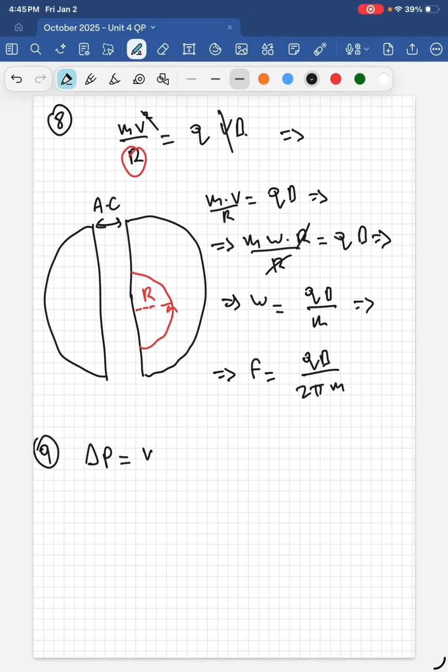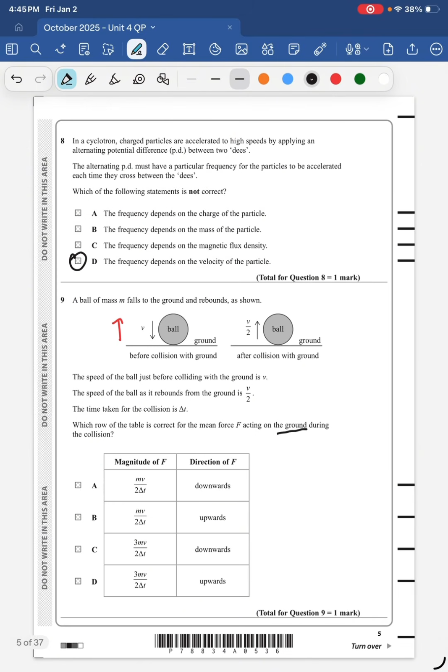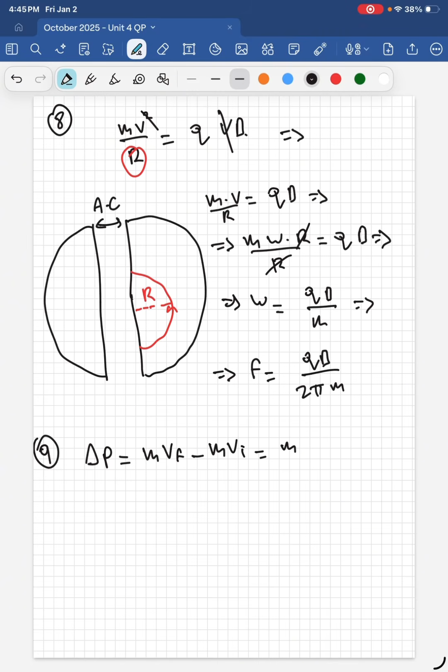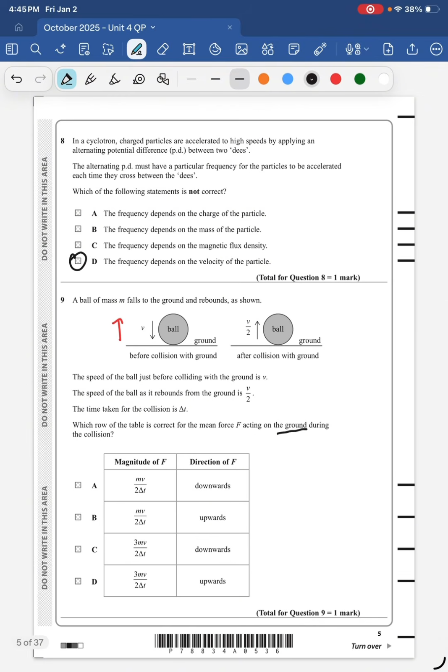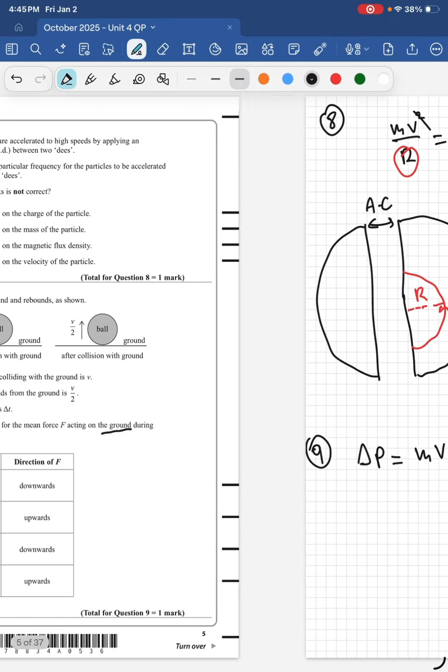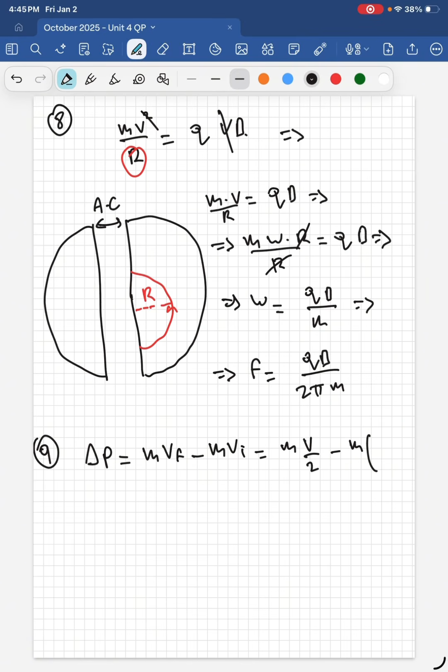Delta p is going to be m times v final minus m times v initial. But v final is upwards, so we take it as v over 2, minus m times v initial, but v initial is down, right? Whereas we take the upwards direction as positive, so we need a minus sign to account for that, so minus v. So delta p is 3 mv over 2, right?